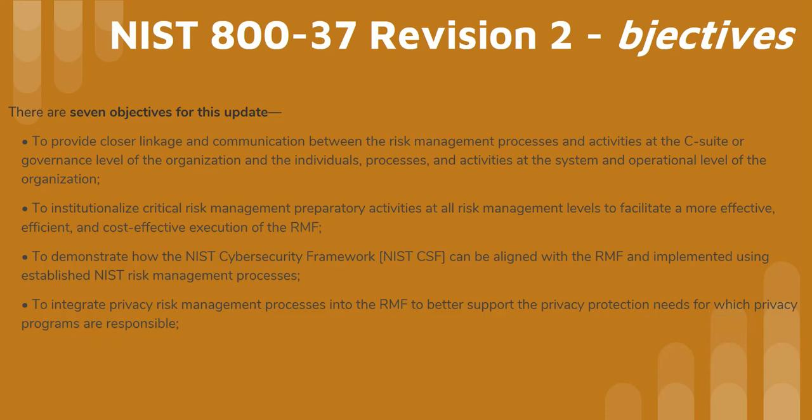NIST 800-37 Revision 2 has 7 objectives. These objectives are as follows: to provide closer linkage and communication between the risk management processes and activities at the C-suite or governance level of the organization and the individual processes and activities at the system and operational level of the organization; to institutionalize critical risk management preparatory activities at all risk management levels to facilitate a more effective, efficient, and cost-effective execution of the Risk Management Framework.